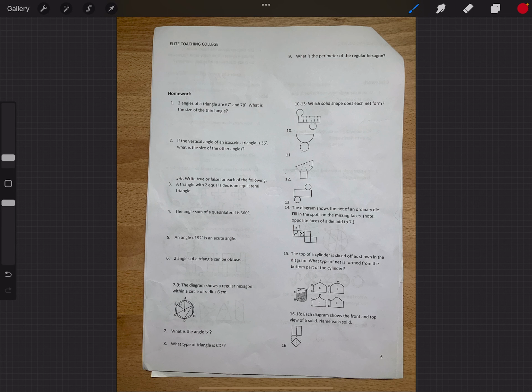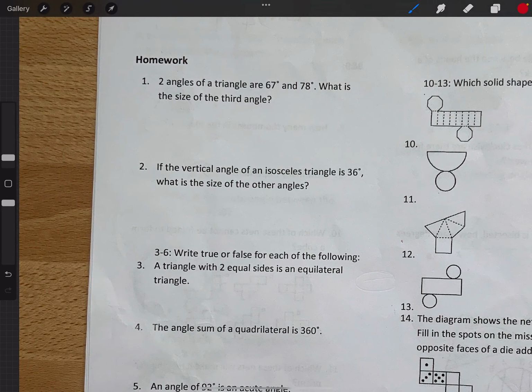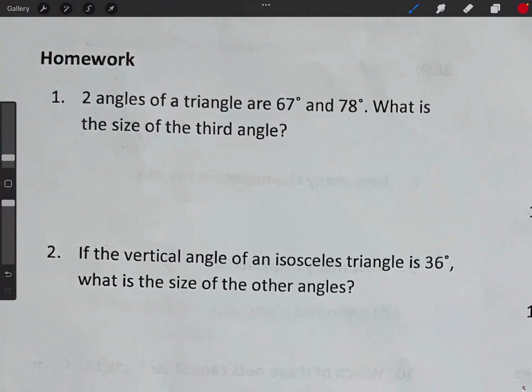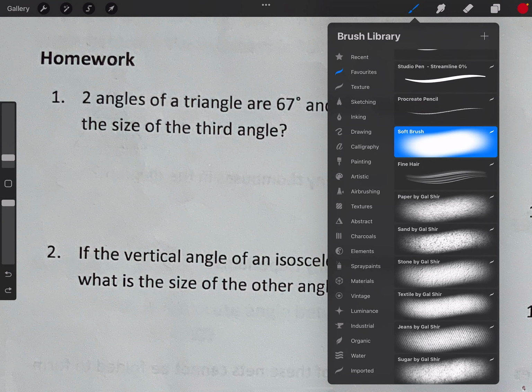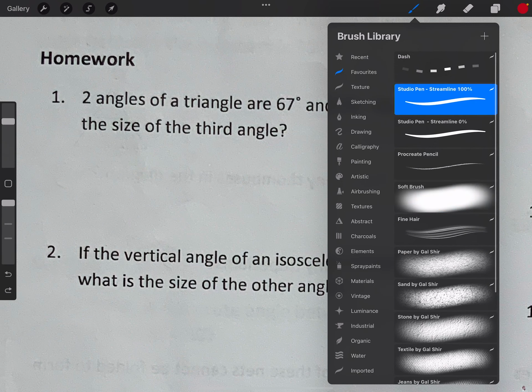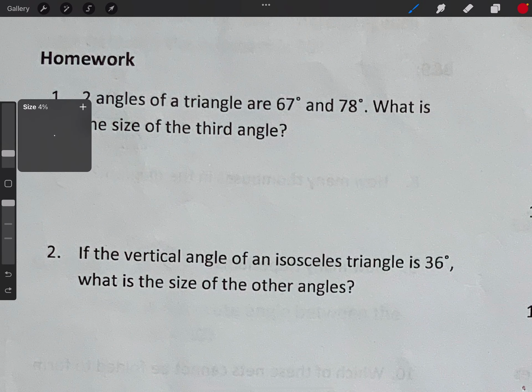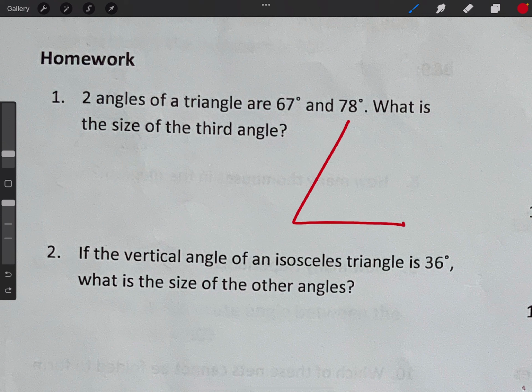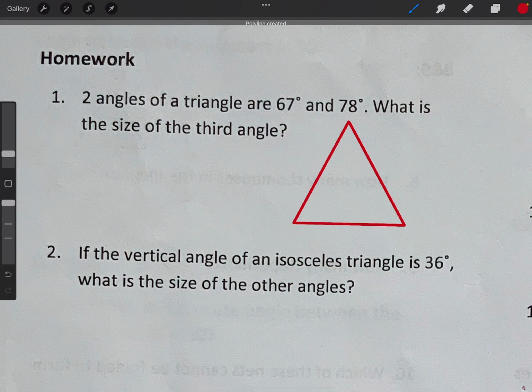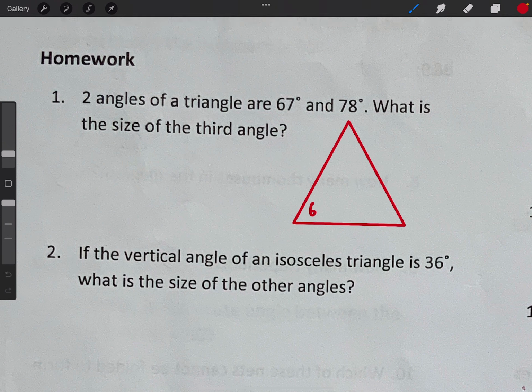On page 6, we have question 1. Two angles of a triangle are 67 and 78. What is the size of the third angle? So imagine you have a triangle here. One of the angles was 67, the other one was 78. What is the remaining angle?